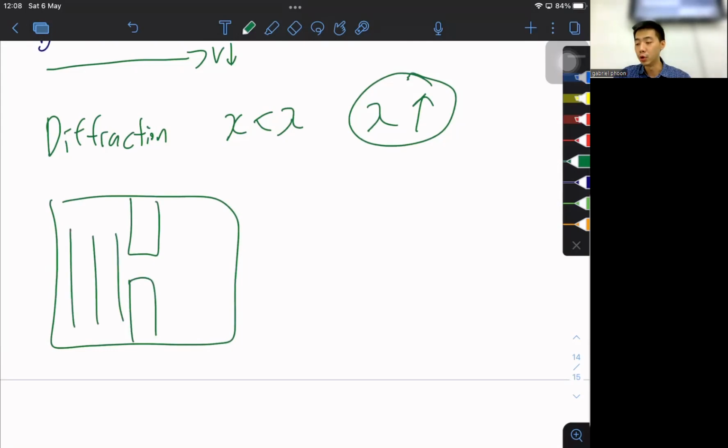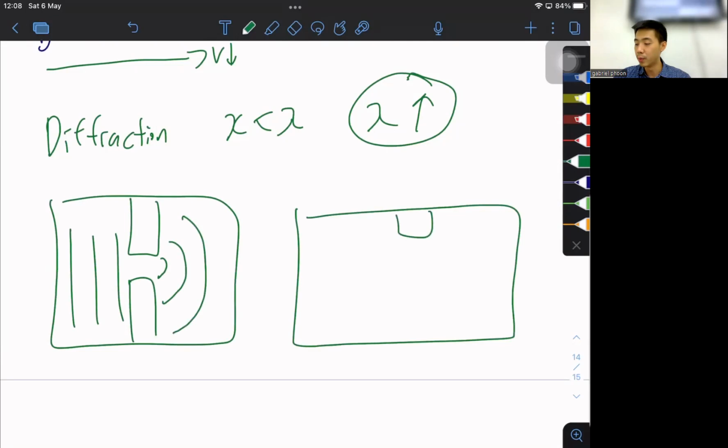I want you to know that you should start from the gap here. And if you know that the diffraction occurs a lot, you draw very nice Wi-Fi signals. In the opposite scenario where the gap is too big, you know the diffraction occurs less, right?